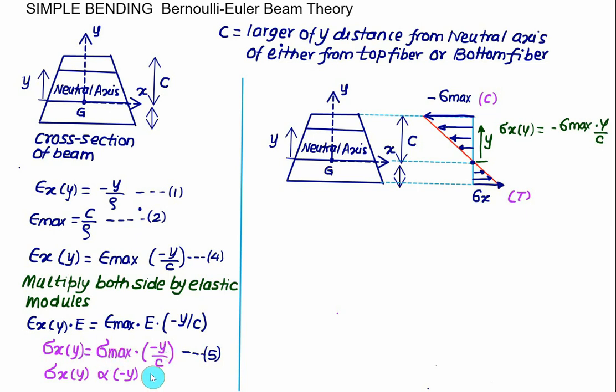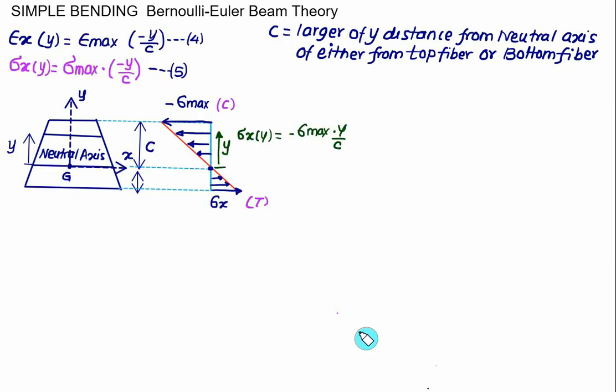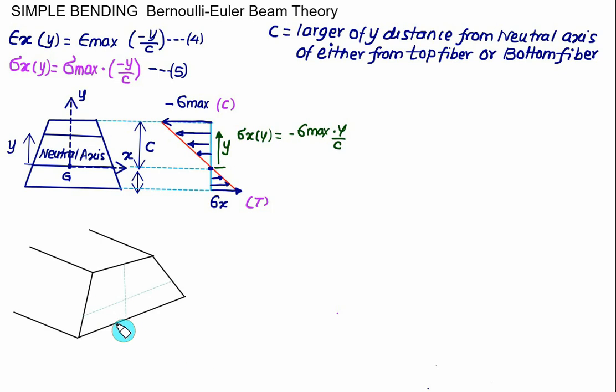Bending stress we have defined, the strain we have defined, now we have to define the moment. Now we're going to develop the equation for the bending moment M. For this, we'll show here the three-dimensional view of the given cross section. So this figure represents the three-dimensional view of the given cross section.